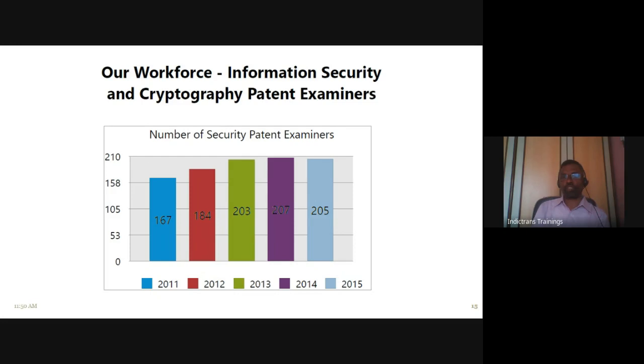Is there any problem with this chart? You can put your answer in the chat window, or you can unmute yourself and speak up. Is there any problem with the chart? If yes, then what's wrong? Y-axis is not equally distributed. That's one observation. Yes, that's correct.